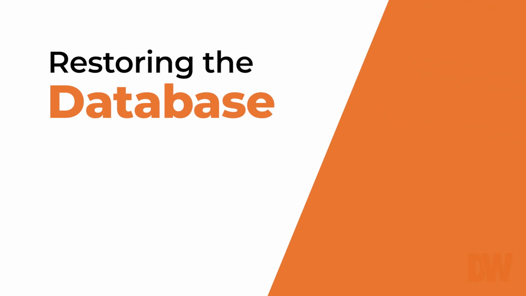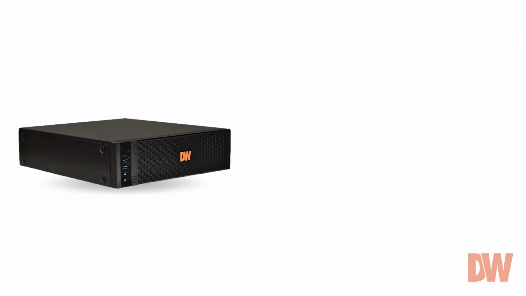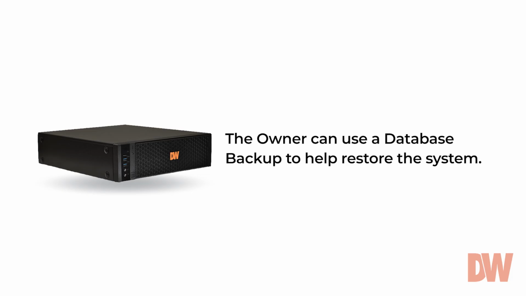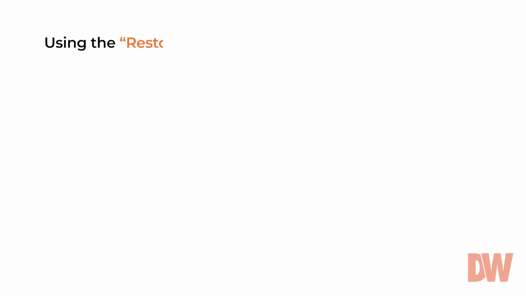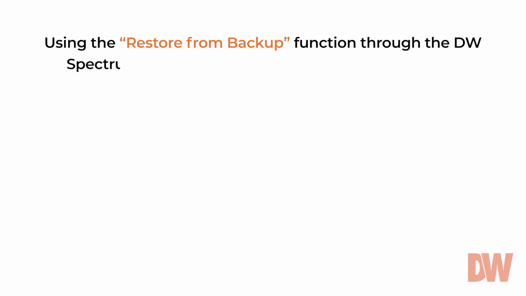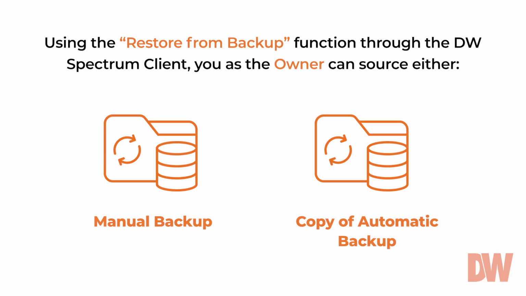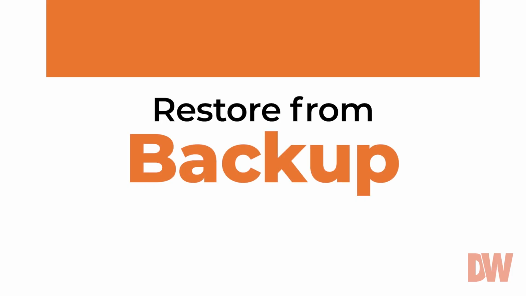Next, let's go over how to restore the system from a backup. In the event of replacing or rebuilding a DW Spectrum server, the owner can use a database backup to help restore the system. Using the Restore from Backup function through the DW Spectrum client, you as the owner can source either a manual backup or a copy of an automatic backup to restore the system's settings and server configurations. To use the Restore from Backup feature, you must be logged into the system as the owner. Like when manually creating a database backup, only the owner can access this menu and its features.